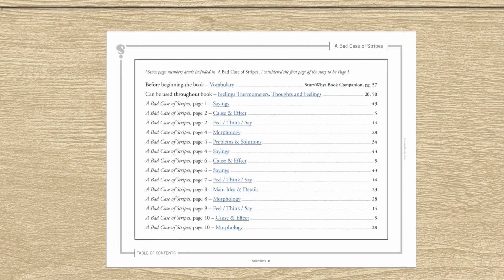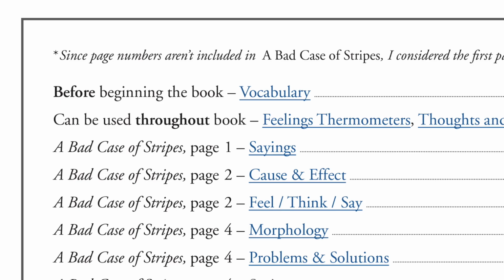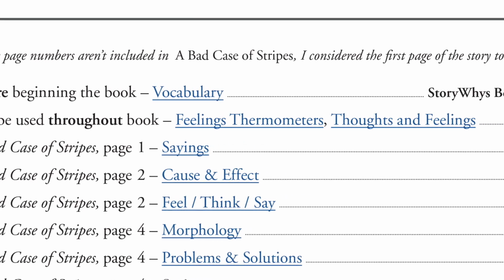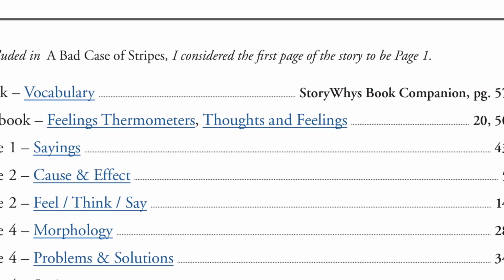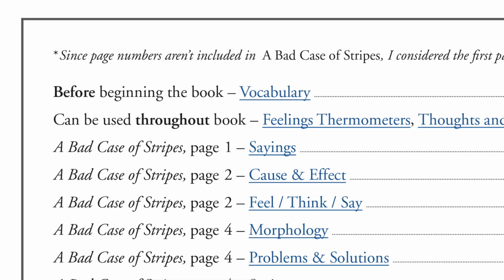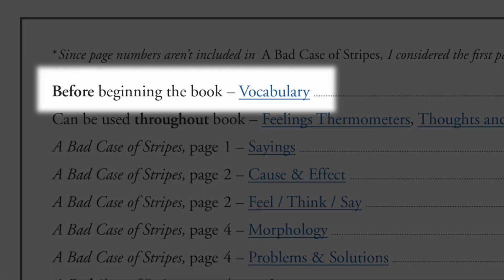As you look at the first page of this table of contents, you'll see that the left side of the page is organized by the point in the book when you do the activity, and the right side of the page lists where you'll find the activity sheets in this PDF file. For example, the table of contents suggests that, before you begin reading the book, you should complete the vocabulary section.